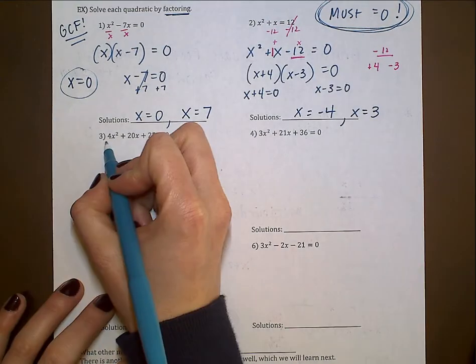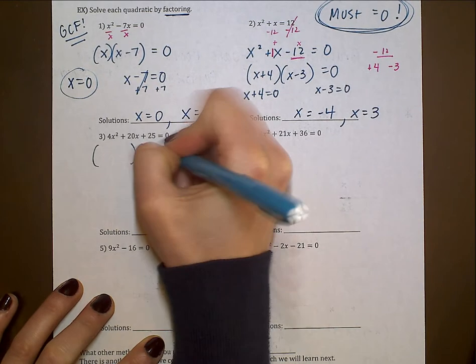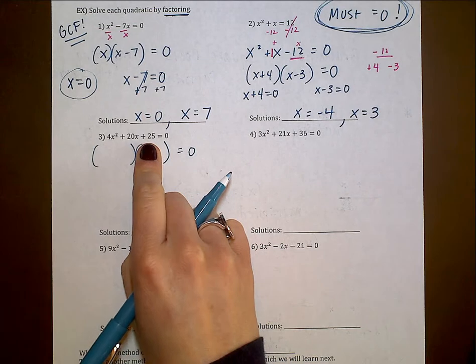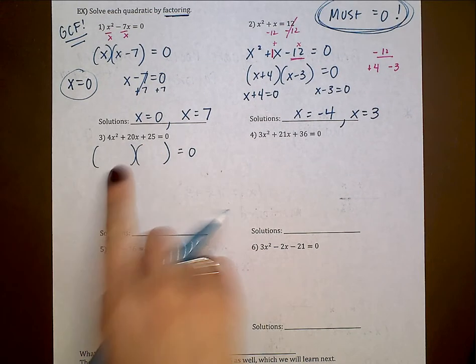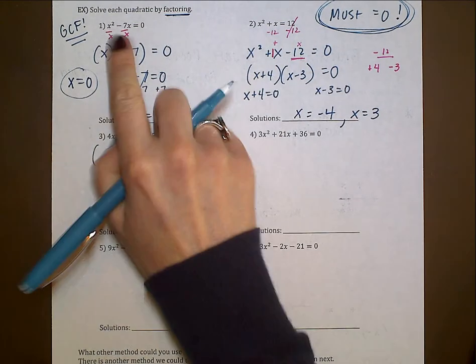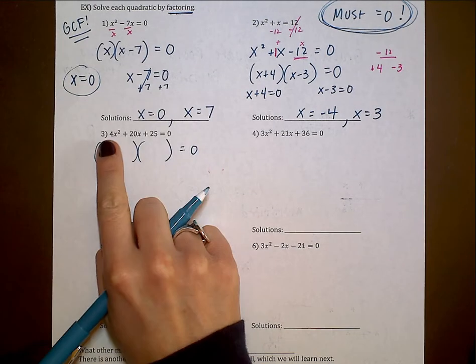Okay, here's where it gets real. So there's no GCF here. It's a good thought to have right from the beginning. But here's what I notice, what's different. On 1 and 2, in the example from the front, the A value was 1. Right here, the A value is 4.